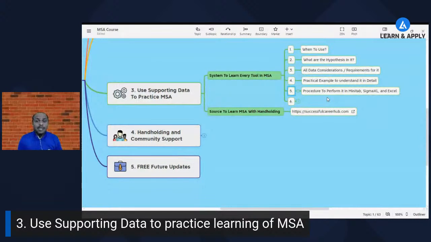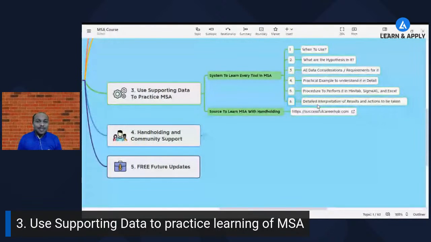But before that, we need to understand all these importance. When to use it, what the hypotheses in it are, what the data considerations are, then collect the data in real life, or you can directly use the data that is available in your system, and you need to follow the procedure to perform each of the tools in measurement system analysis. Once you use this procedure, you get some results. Now it's time for the interpretation of these results. Have the detailed interpretation of the results and take actions based on that, right?